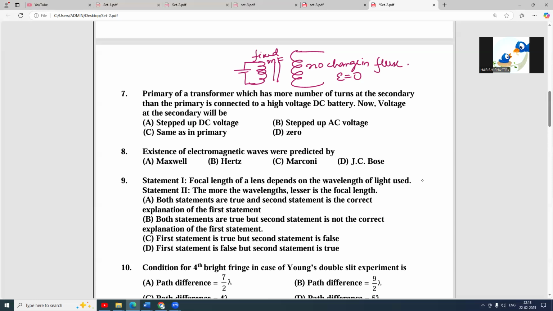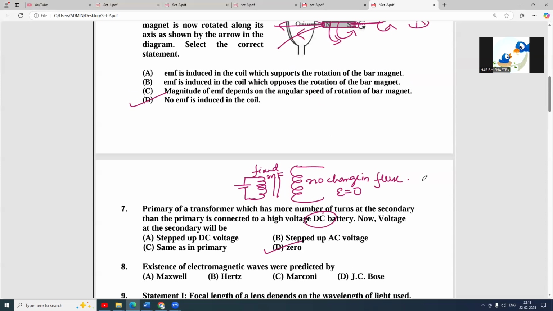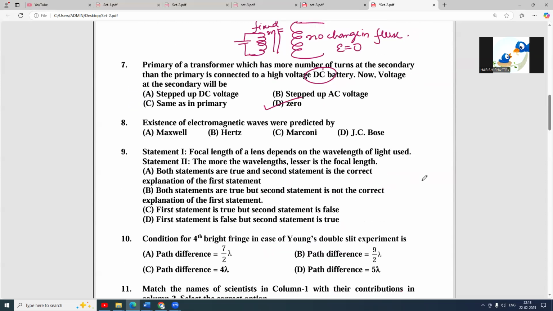It should be used in AC, because AC changes the current and direction also, and it changes the magnetic flux linked with the coil. That induces an EMF. Since DC is connected, there is no change in the magnetic flux, and induced EMF is 0 in the secondary. So no voltage is obtained in the secondary.